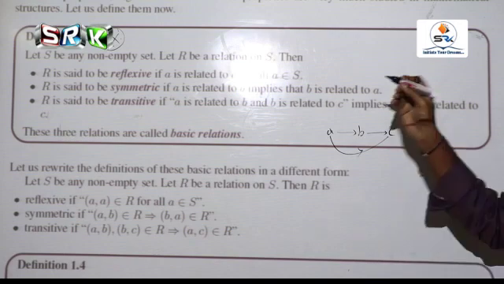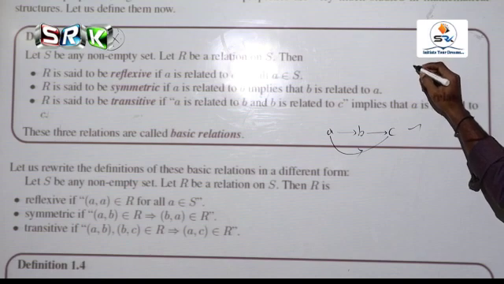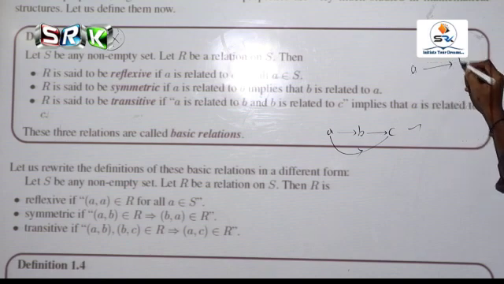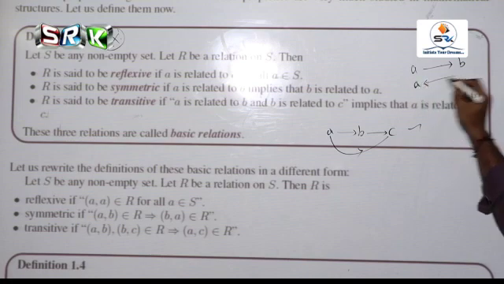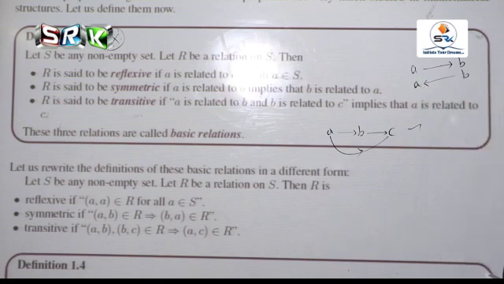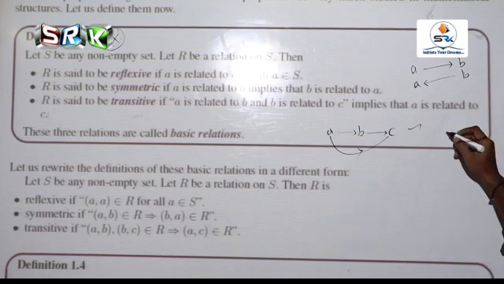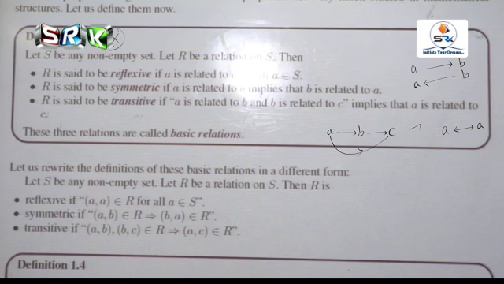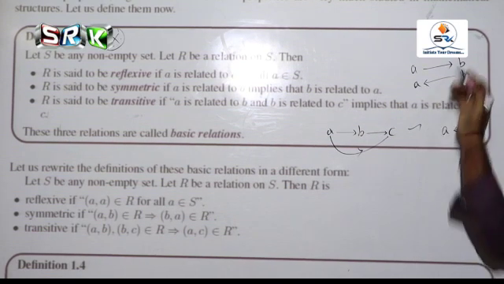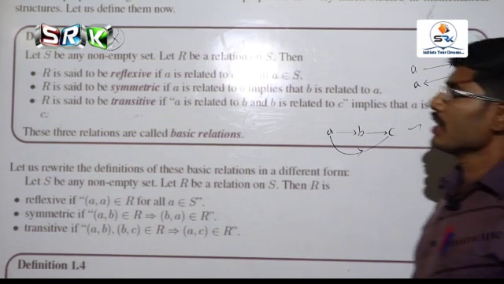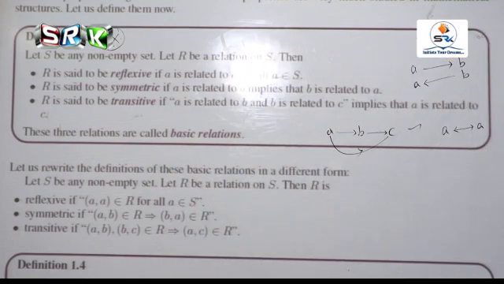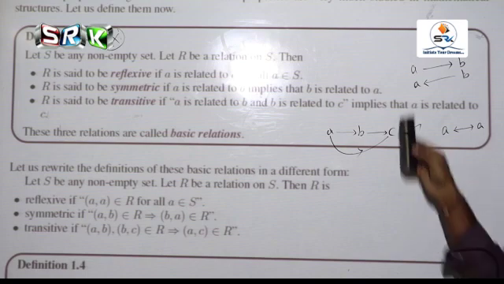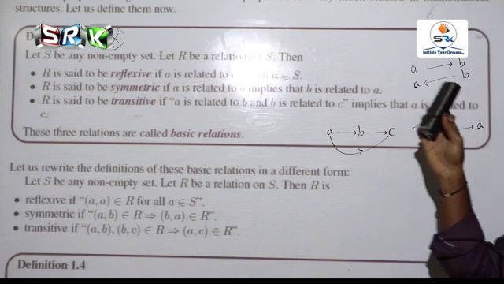Now the second one, symmetric: A is related to B and B is related to A. This will be considered. It is also the symmetric property. In the reflexive property also, A is related to A. In this order, it is reflexive. These 3 relations are called basic relations. Now, to check whether a relation is a basic relation or not, we will use the definitions. Okay, it is clear.